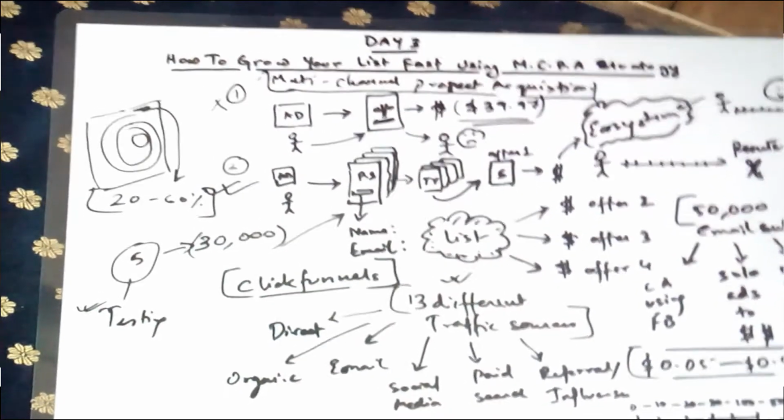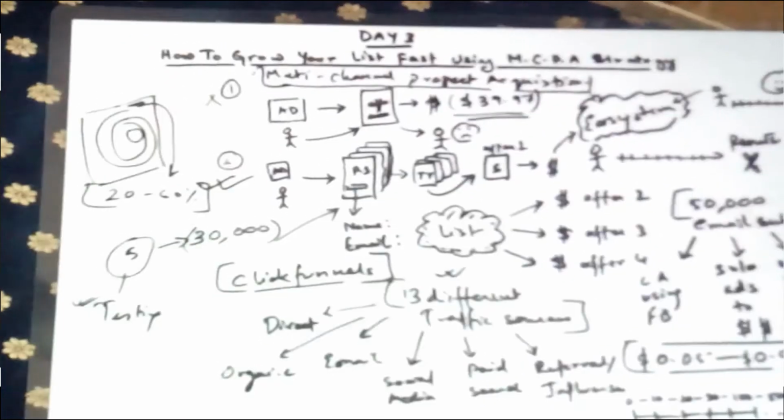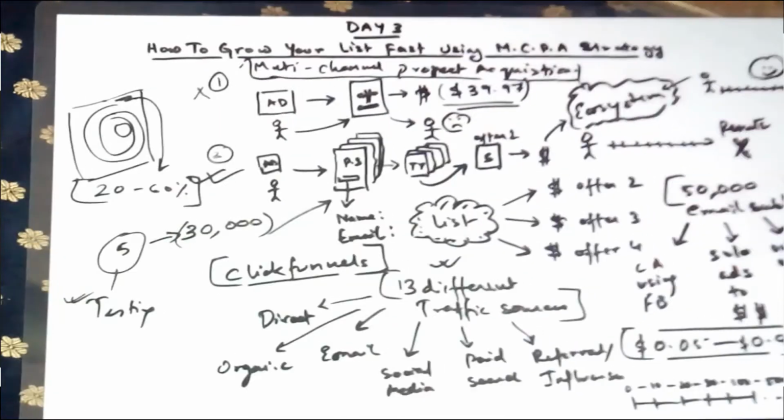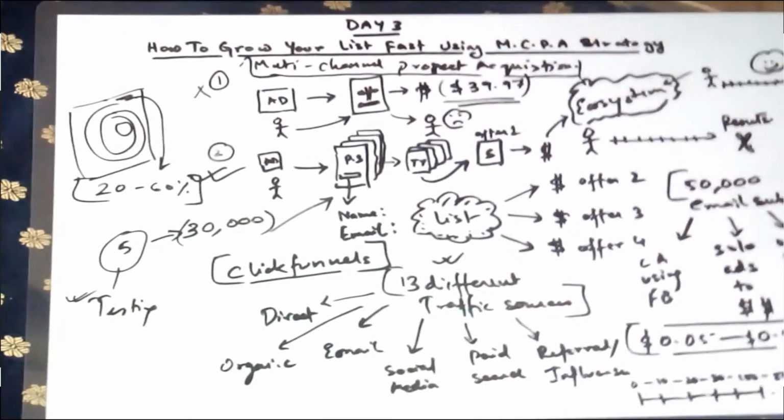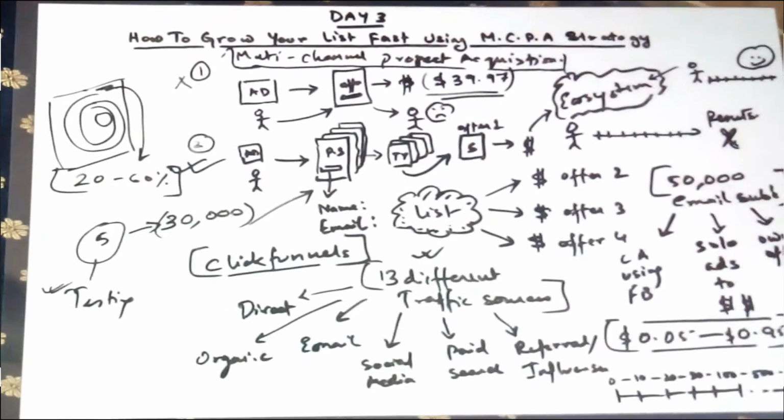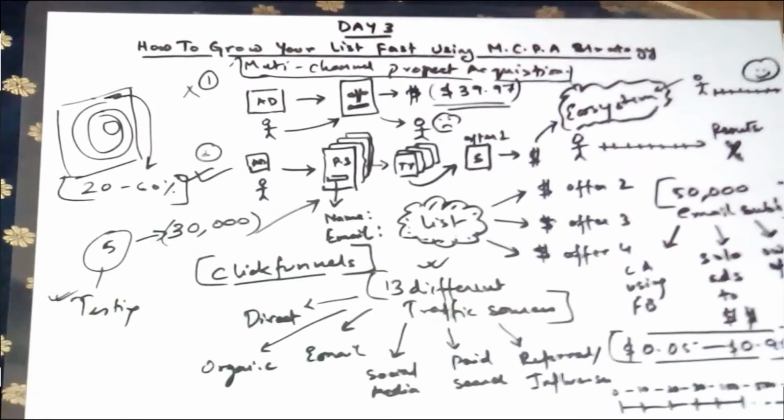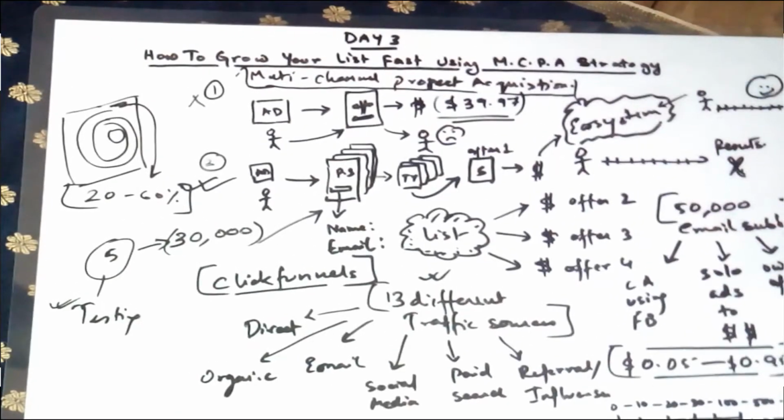So people will watch this video 100,000 times. I cannot just book 100,000 tickets. I don't have that money. So anyways, the fact is that you have to create your list.